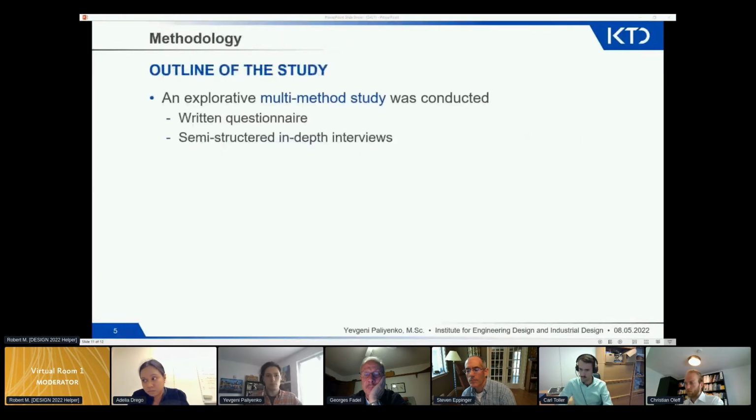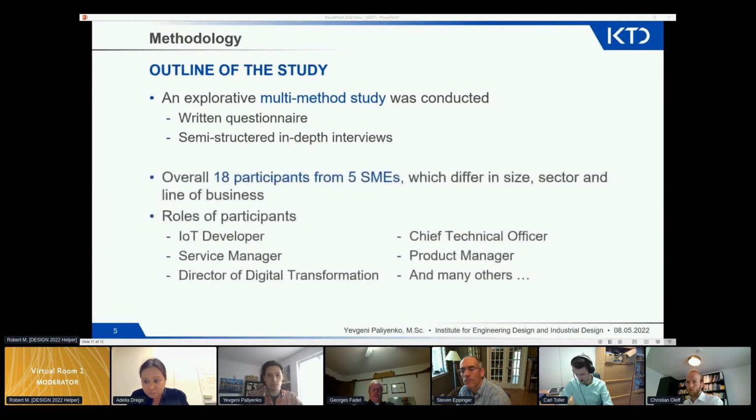In order to address those research questions, we have conducted an explorative multi-method study, which consists of a written questionnaire and in-depth interviews. Overall, we managed to acquire 18 participants from 5 different SMEs, which differed in size, sector, and line of business. And those 18 participants had the roles of being IoT developers, chief technical officers, service managers, product managers, and many others as well.